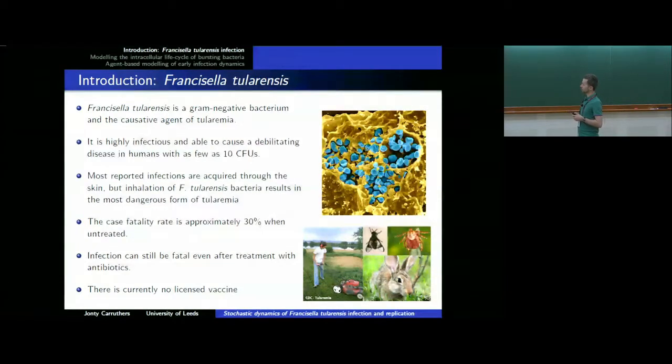Without treatment, the fatality rate is around 30%. Again, it is treatable with antibiotics, but even so, in about 2% of cases, the infection will still be fatal. And currently, there's no licensed vaccine. There is a strain called the live vaccine strain, LVS, which is one of the most well-studied strains of Francisella tularensis. It's not a licensed vaccine because they're still not entirely sure about the mechanisms of its attenuation. Also, it's not completely effective in this most severe case where you inhale the bacteria.